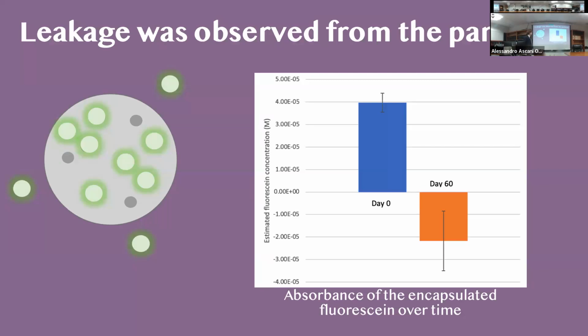The first one, we observed how the particles' absorbance of fluorescein changed over time. We observed the particles right after production, and they were very absorbent. However, when we observed them 60 days later, the particles were basically indistinguishable from their control, so from the particles without the fluorescein, meaning that some leakage was going on.